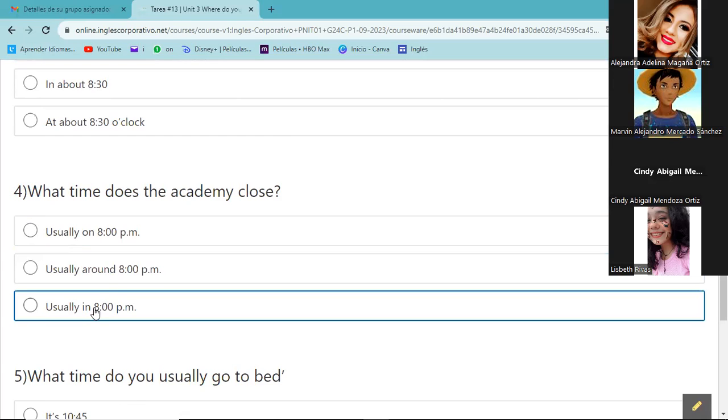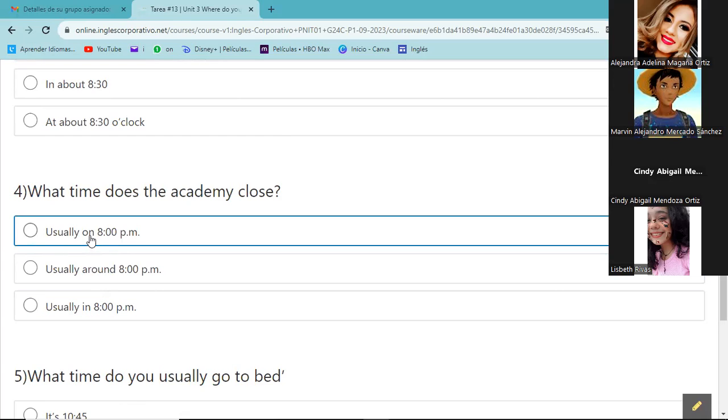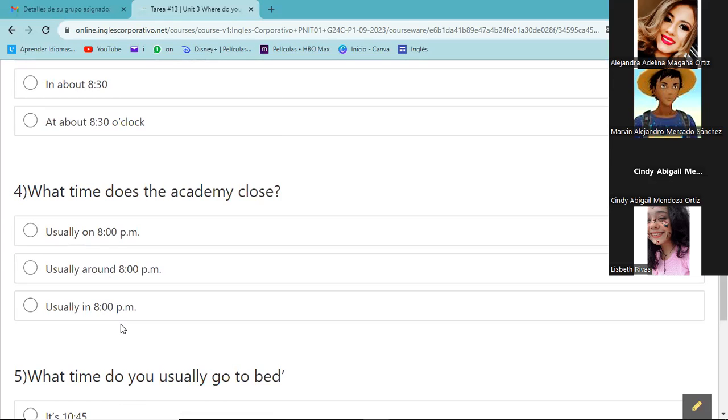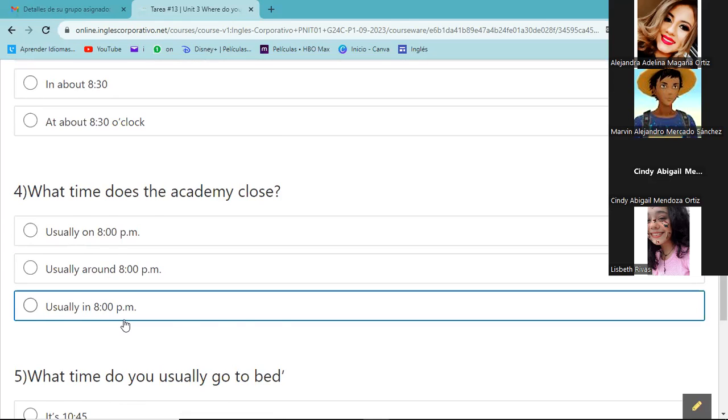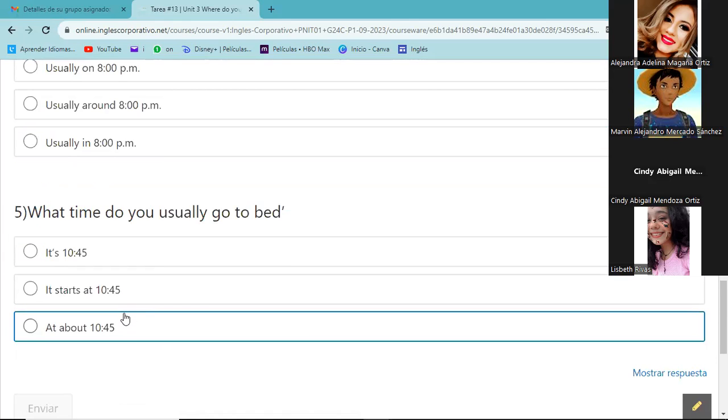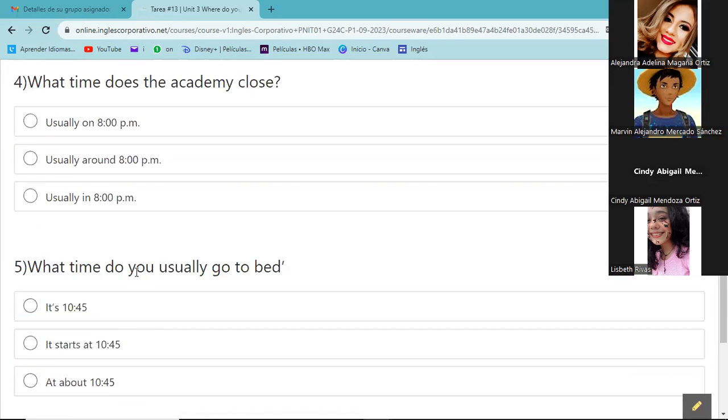On, around, or in. ¿Cuál es la preposición correcta? Yo me sé la respuesta, pero no se la doy para que ustedes lo hagan tranquilamente. Recuérdense también que si se equivocan, la plataforma les da chance, unas 5 veces, creo. Pueden equivocarse, ¿sí?